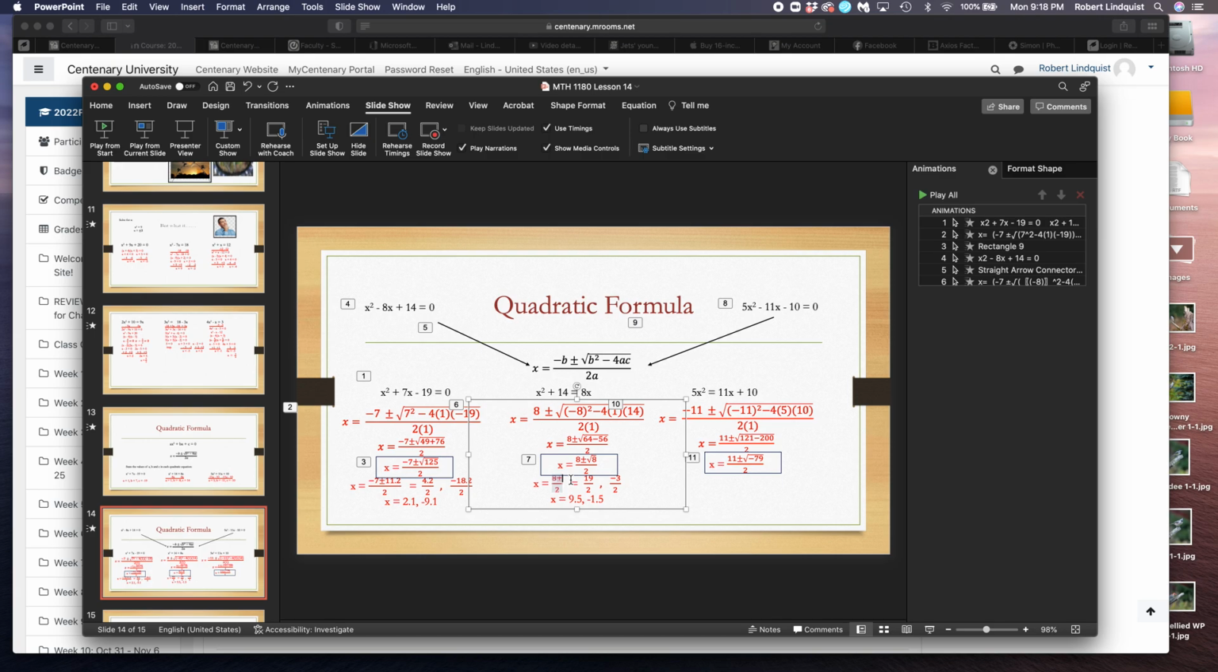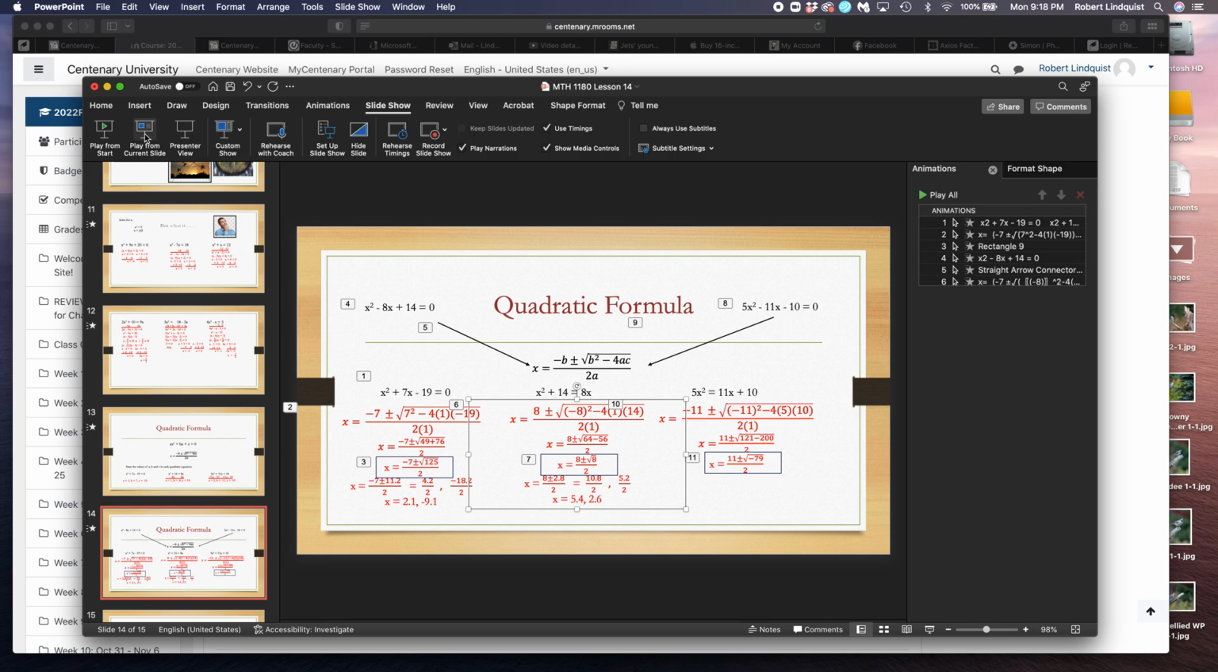Square root of 8 is 2 point what? Second square root. So you get to see me do the work anyway. 8, enter, 2.8, which would make this 10.8, and that would make this 8 minus 2.8, which would be 5.2. 10.8 divided by 2 is 5.4, and 5.2 divided by 2 is 2.6.